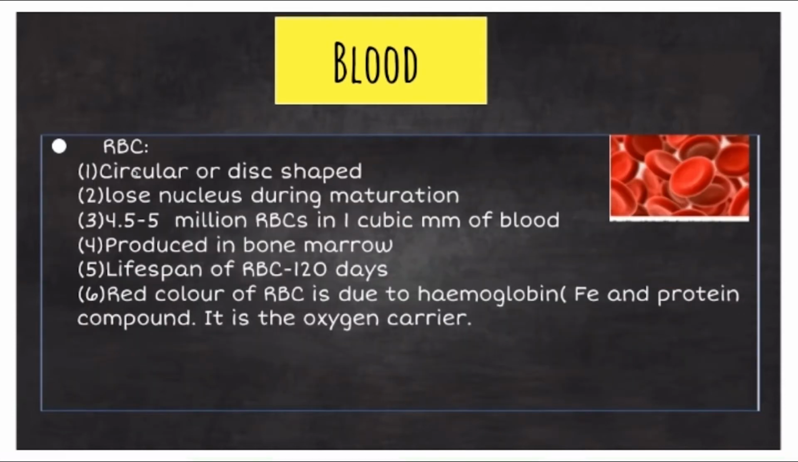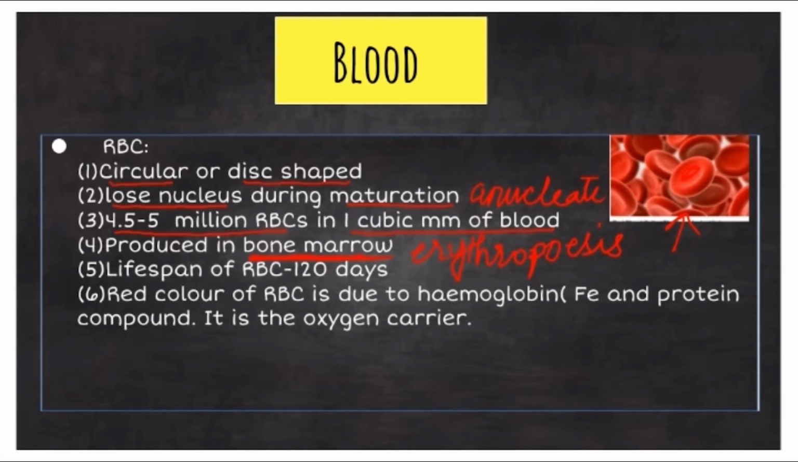Red blood cells, they are circular or disc shaped as shown in the figure with a central depression. The RBCs are anucleate, since they lose nucleus during maturation. There are about 4.5 to 5 million RBCs in just a single cubic millimeter of blood. They are produced in the bone marrow, which is a spongy structure present in the center of the bone. The process of formation of RBCs in the bone marrow is called erythropoiesis.